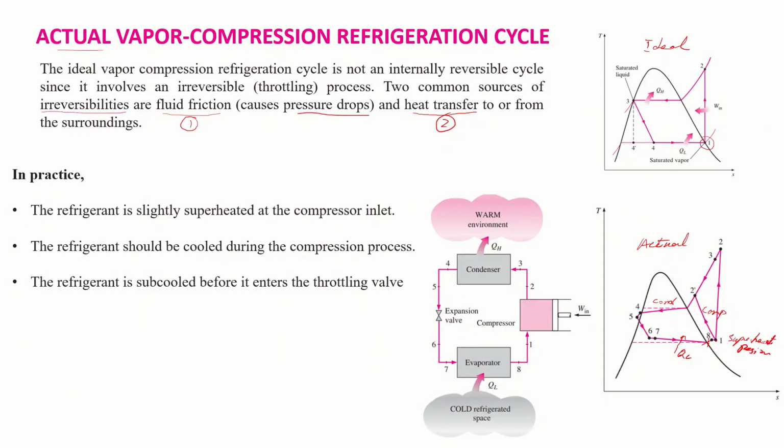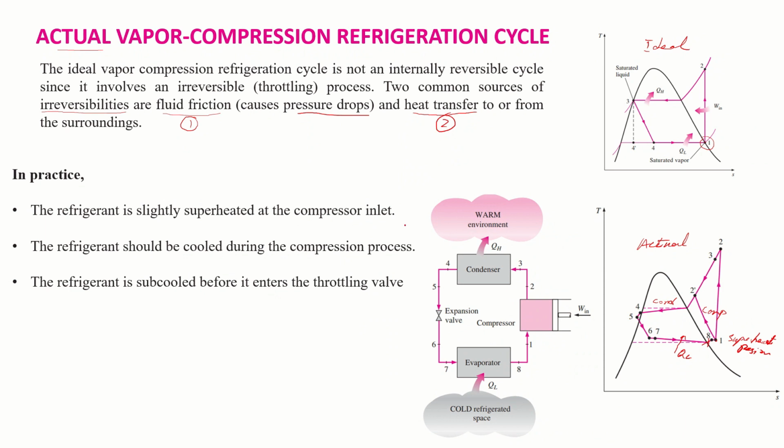From this point, which is the saturated vapor point, we are now superheating the vapor into the superheated region. So process 8 to 1 is superheating of vapors. This is done to ensure that all the liquid is converted into vapor form. A compressor cannot compress liquid; it can only compress vapors. So this superheating process ensures that all the liquid is converted into vapors.